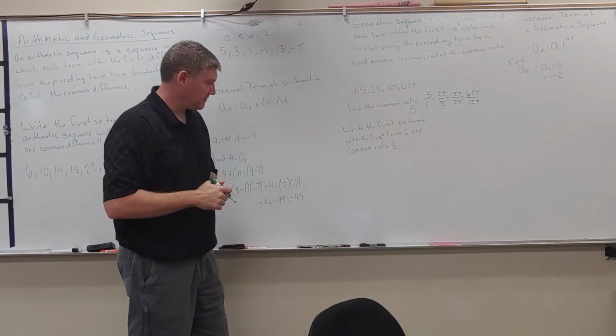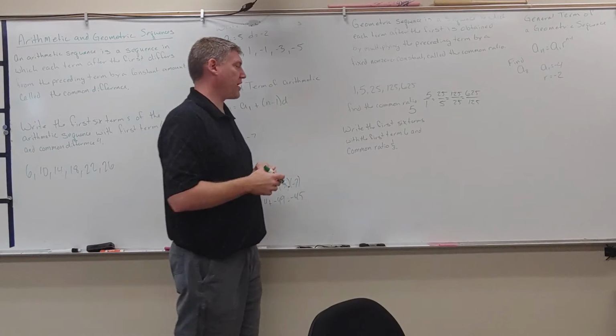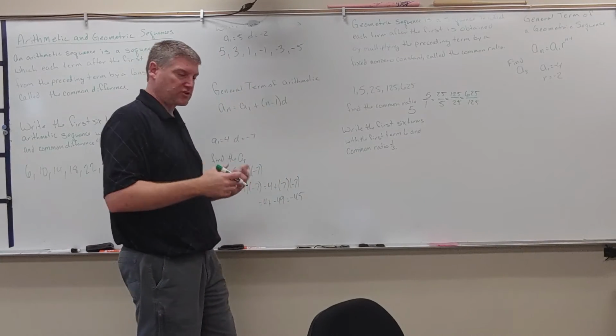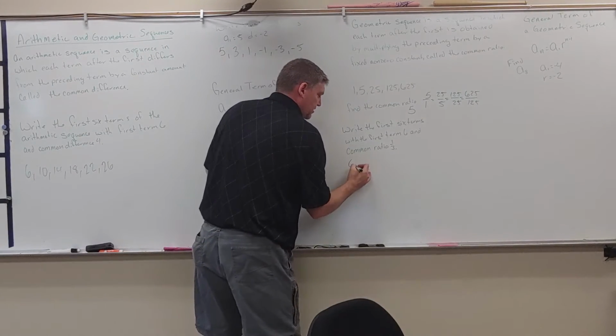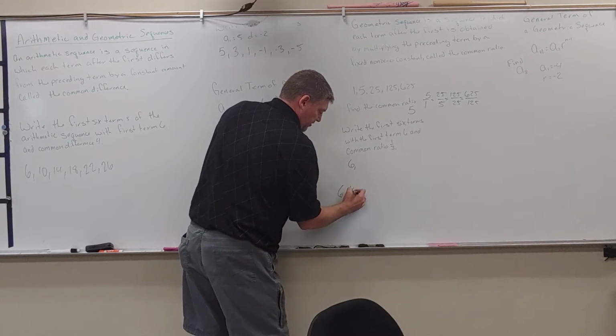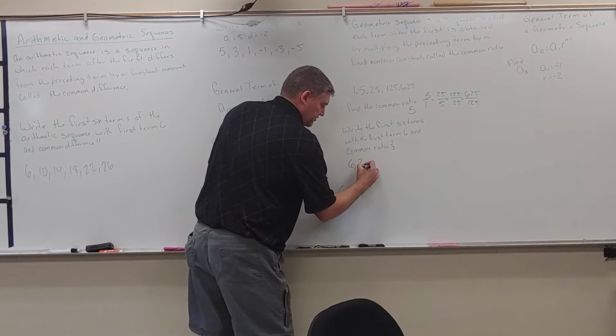I'm multiplying by 5. So it says write the first 6 terms with the first term 6 and a common ratio of a third. So my first term is 6. I then go 6 times a third, which is 2. So that gives me 2.